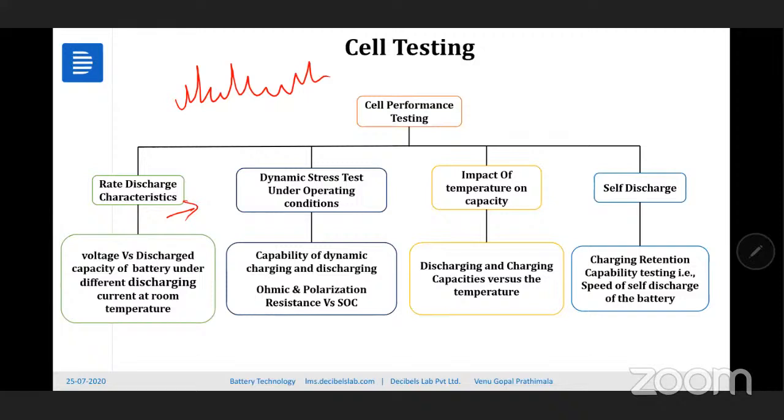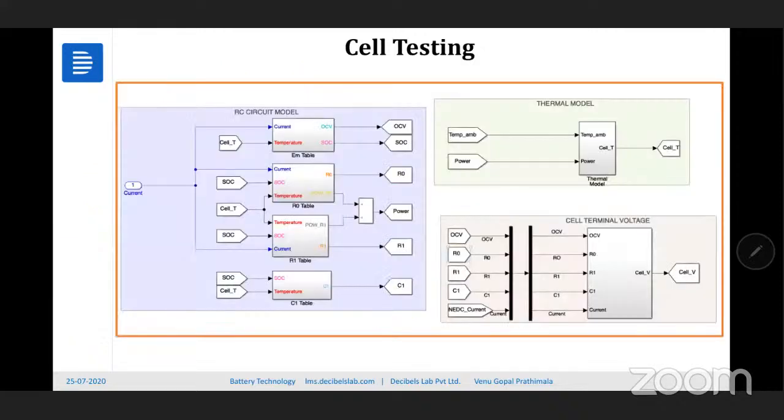Okay. So in order to do these things, what exactly do we have to do? We have to do some simulations and real-time testing. Coming to the simulations, there are many types of simulations available to understand lithium-ion cell behavior, like electrochemical models, equivalent circuit models, and neural network methods. So there are different types of simulation models available.